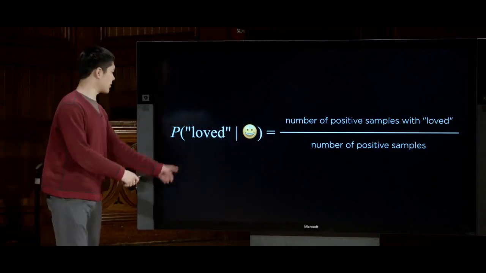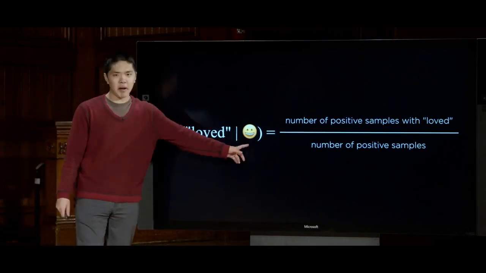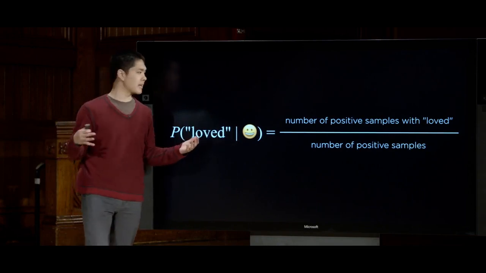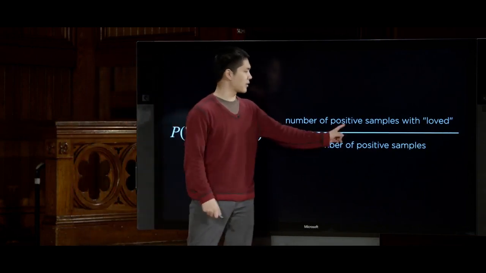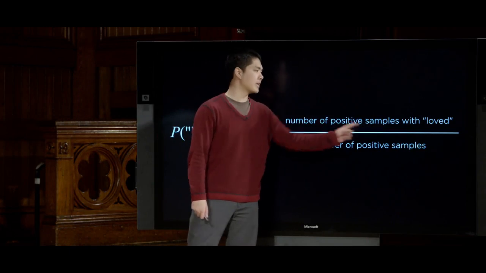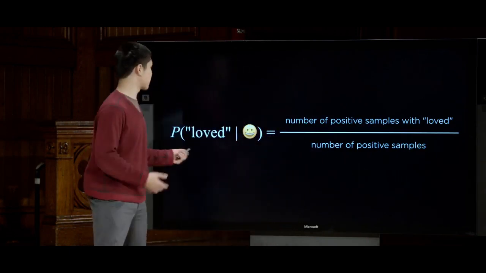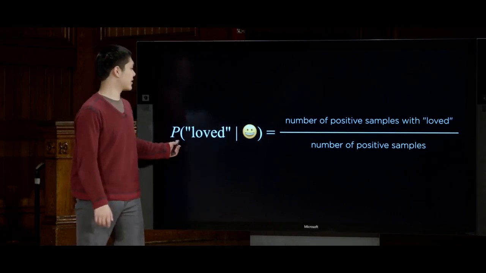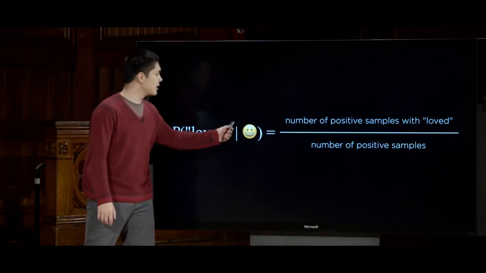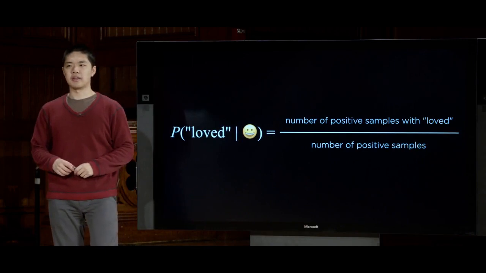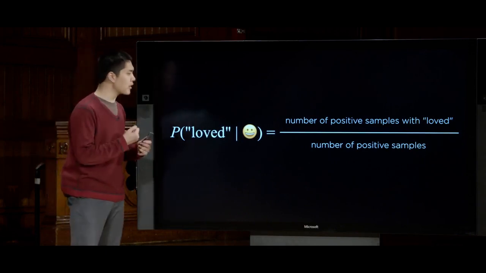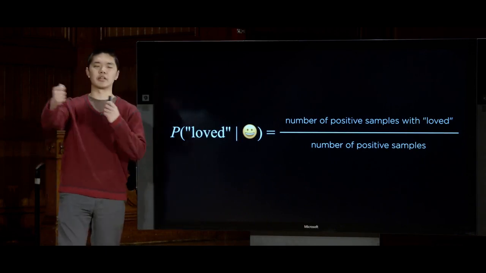What is the probability that the word loved is in the message given that it's positive? Well, I can calculate that based on my data too. Let me just look at how many positive samples have the word loved in it, and divide that by my total number of positive samples. That will give me an approximation for the probability that loved is going to show up inside of the review, given that we know that the review is positive. And so this allows us to calculate these probabilities.